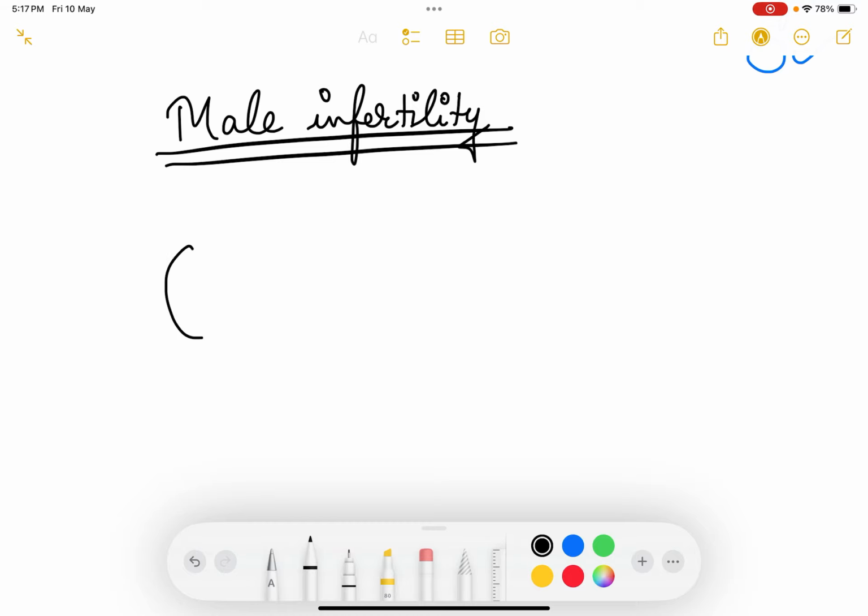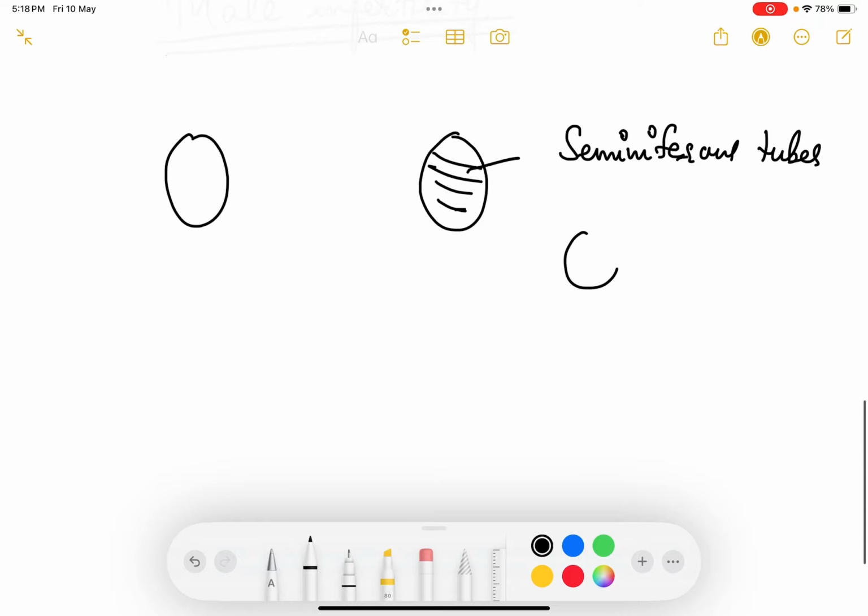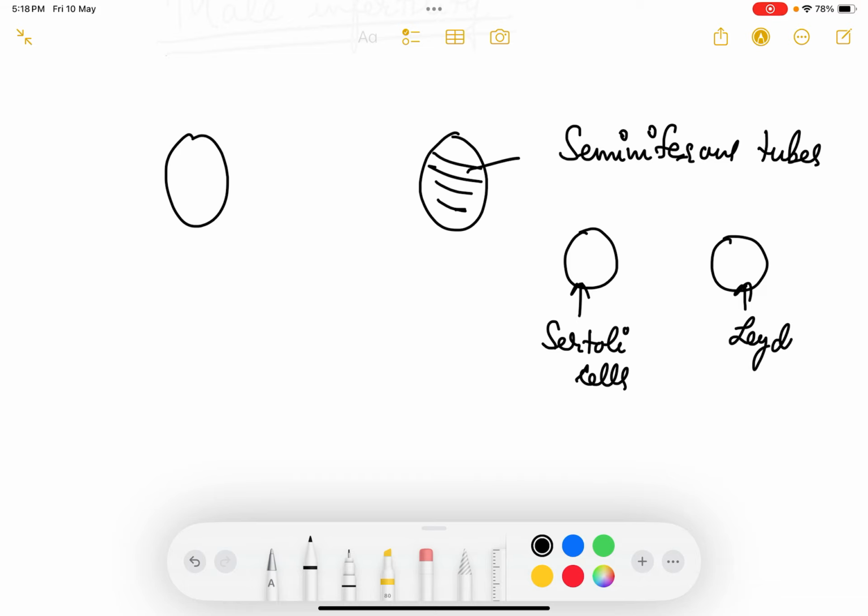If you consider both the testes, in the testis you have seminiferous tubules, and these seminiferous tubules help in formation of the sperms. Now there are two types of cells you all know. One is the Sertoli cells, and the other is the Leydig cells.